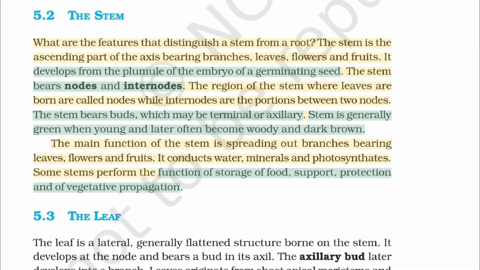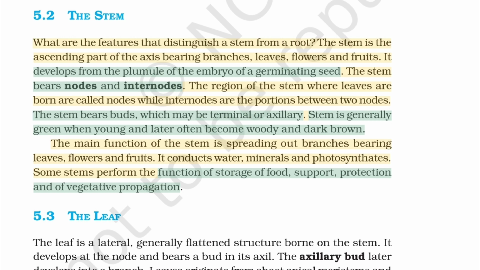5.2. The stem. What are the features that distinguish a stem from a root? The stem is the ascending part of the axis bearing branches, leaves, flowers and fruits. It develops from the plumule of the embryo of a germinating seed. The stem bears nodes and internodes. The region of the stem where leaves are borne is called nodes, while internodes are the portions between two nodes.